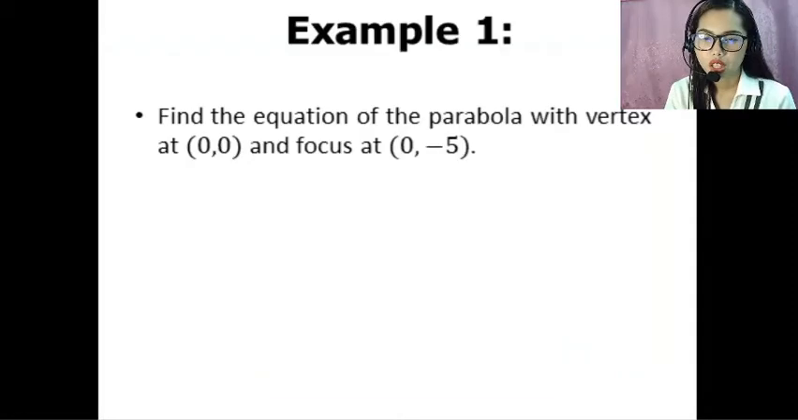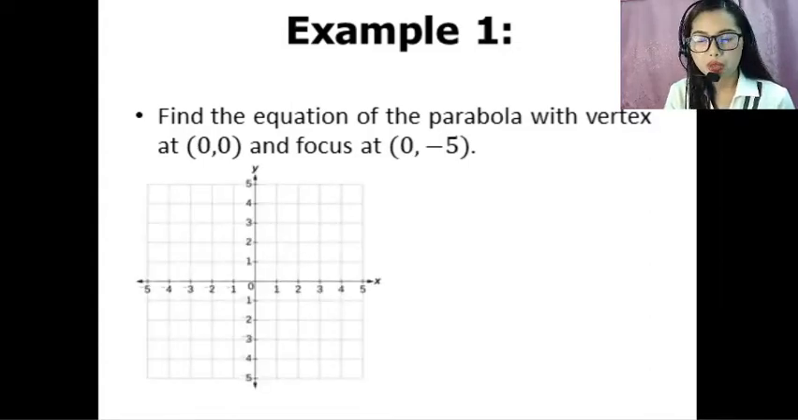On our example number 1, you're going to find the equation of the parabola with vertex at (0, 0) and focus at (0, negative 5). The first thing that you should do is plot your points first, so that it will be easier for you to identify if the parabola opens upward, downward, or sideward. So, we first plot the vertex. (0, 0) is at the origin, and (0, negative 5) lies on the negative y-axis. So you already identify the location of your vertex and the focus.